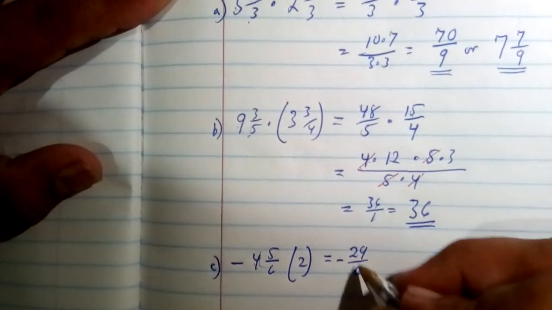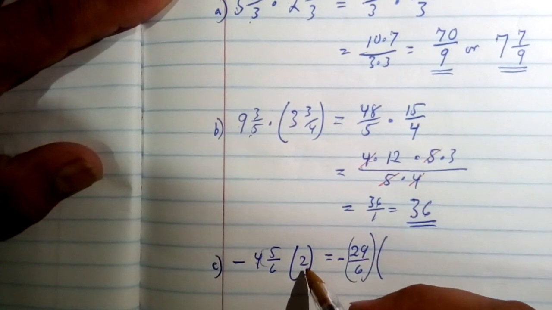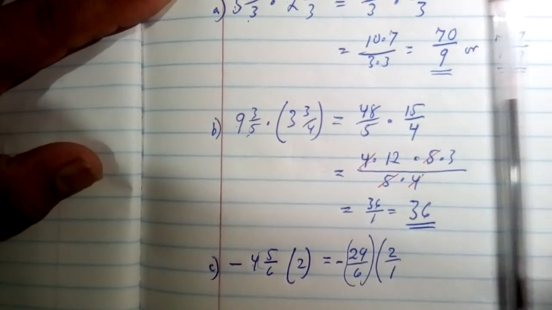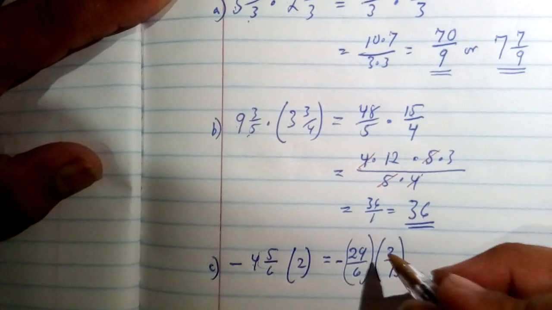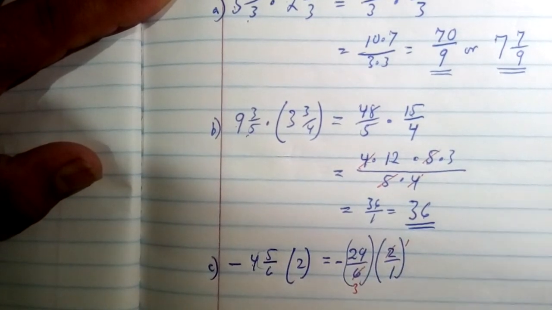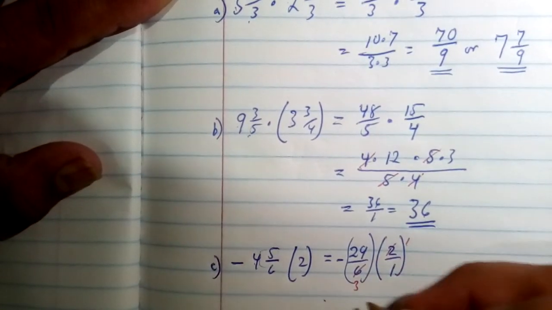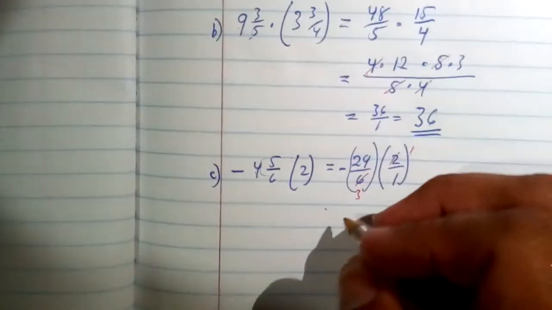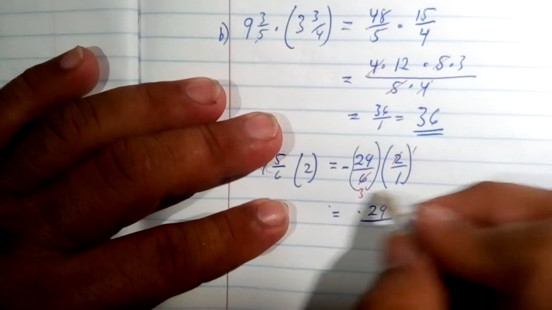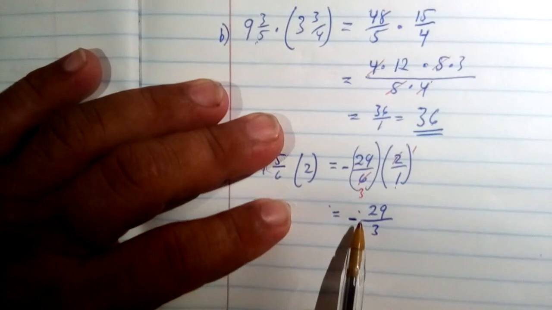Remember, it's negative, right? You can put a bracket there, and write the whole number as a fraction. That becomes 2 over 1. Now put this here, and then we can say, well, 2 goes into 2 once and 2 goes into 6 three times. So now we have 29 times 1. That will give us 29, and 3 times 1, 3, but it's negative. Very important, you cannot leave this out, right?